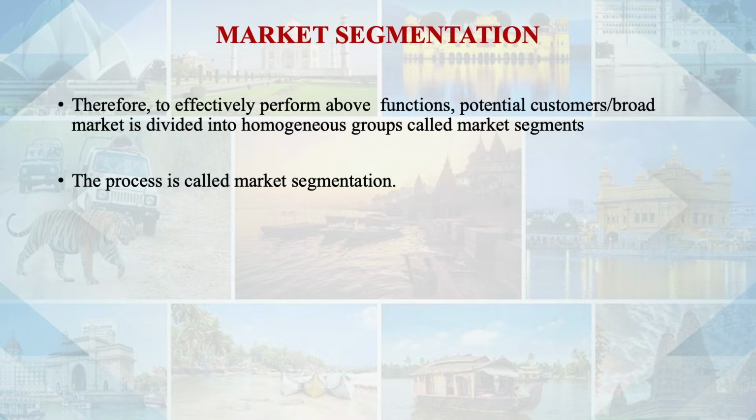So let us sum it up again. In order to effectively identify the needs of customers, develop a product or service to satisfy those needs, and promote, sell and deliver that product or service, we need to divide our broad market or customer base into homogeneous groups. These homogeneous groups are called market segments, and this process of dividing the market into these groups is known as market segmentation.